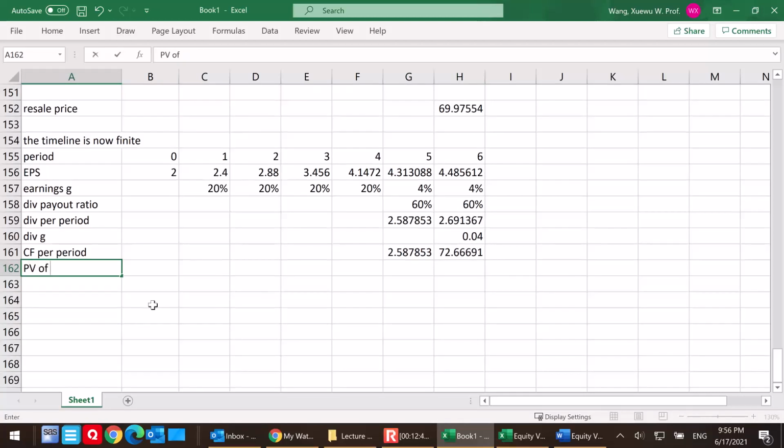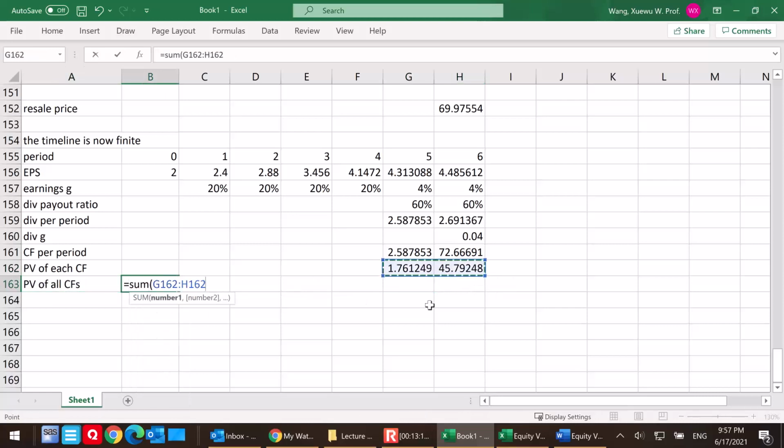So now I can say present value of each cash flow. I need to discount them again. So that's 1 plus the equity cost of capital, which is 8%, raised to the power of 5, because it takes 5 years for the investor to get this cash flow. So that's $1.76. And I can copy this across. And now I can say present value of all cash flows. In this case, it's going to be the summation of these present values, and that's going to be the stock price.